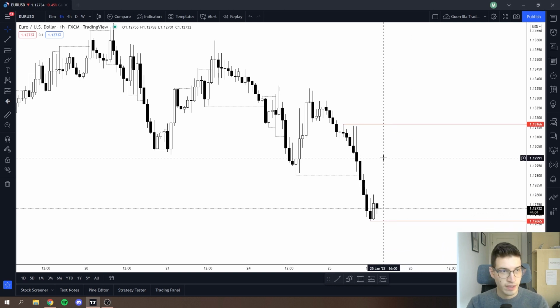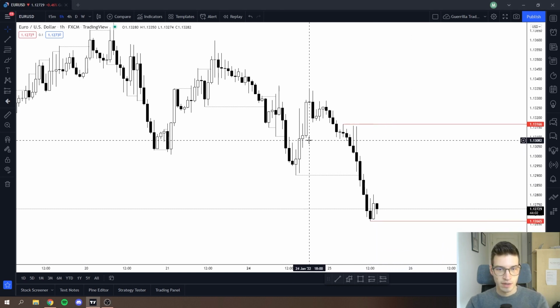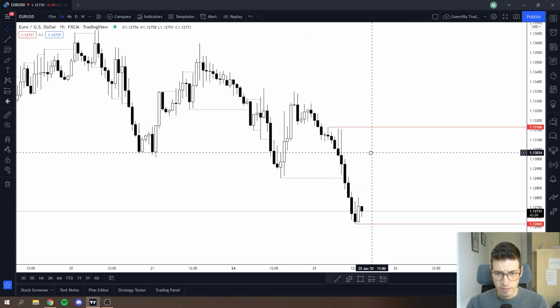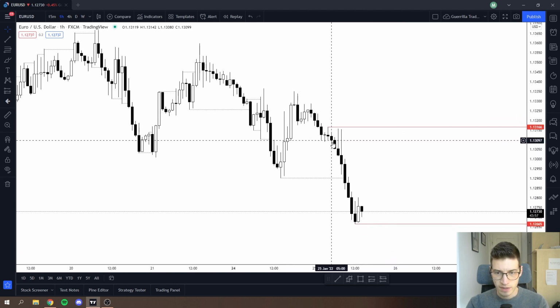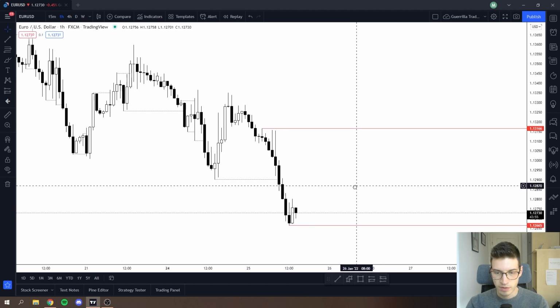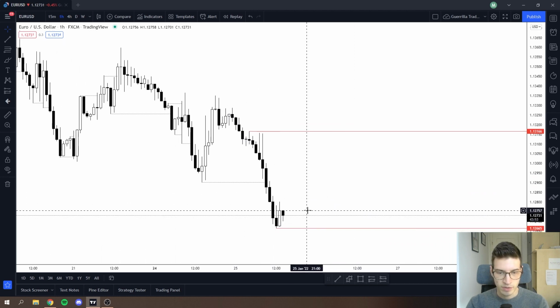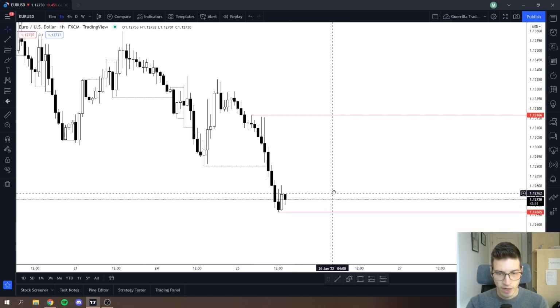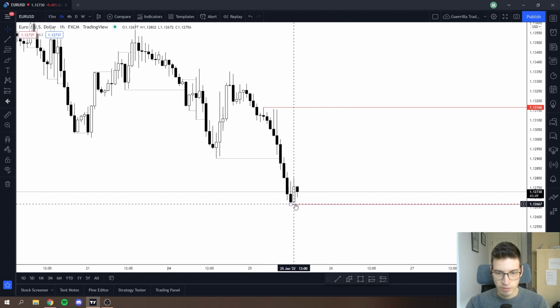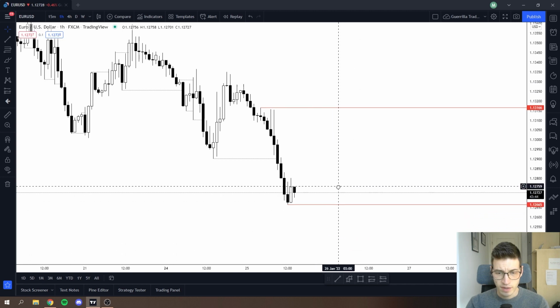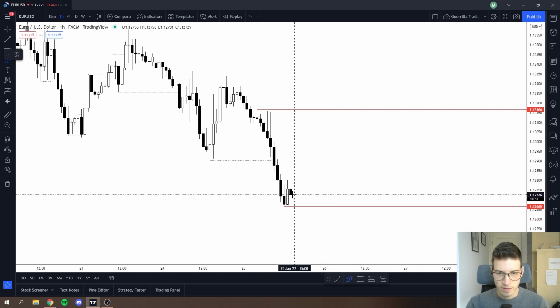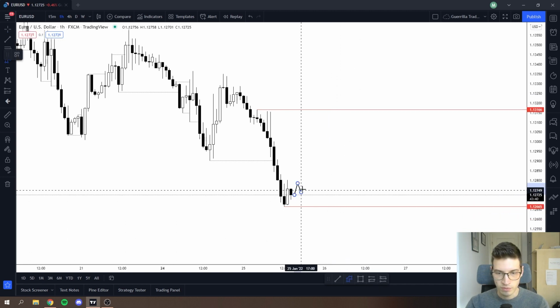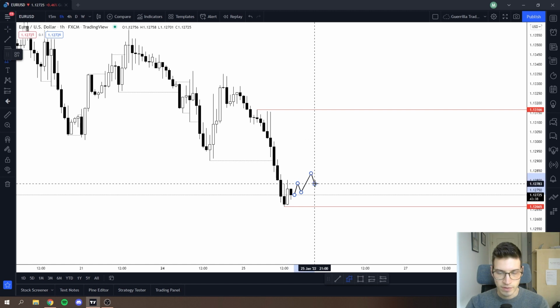So let's take a look at the euro and the US dollar. What I'm seeing right here is that we have this large impulse to the downside, and currently I'm waiting to see what will happen here, if we will get an opportunity to enter. There was actually no wick on the last candle, which is a good sign that we will continue to the downside. So if we get an opportunity to enter on a flag, I would definitely be looking for that.